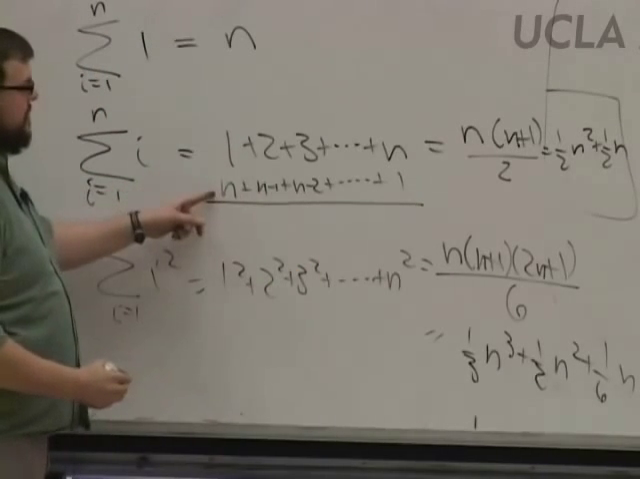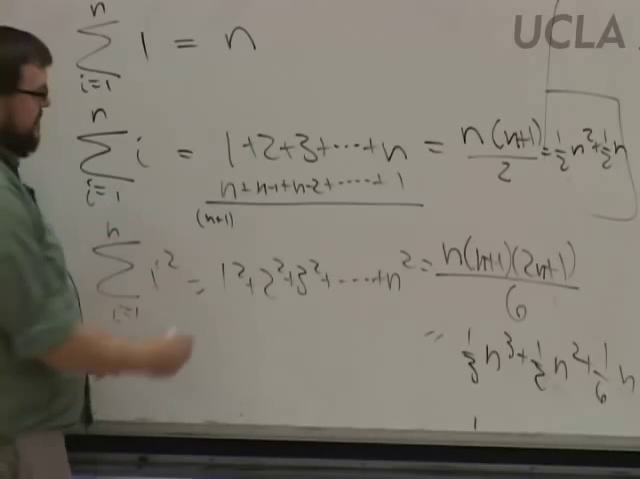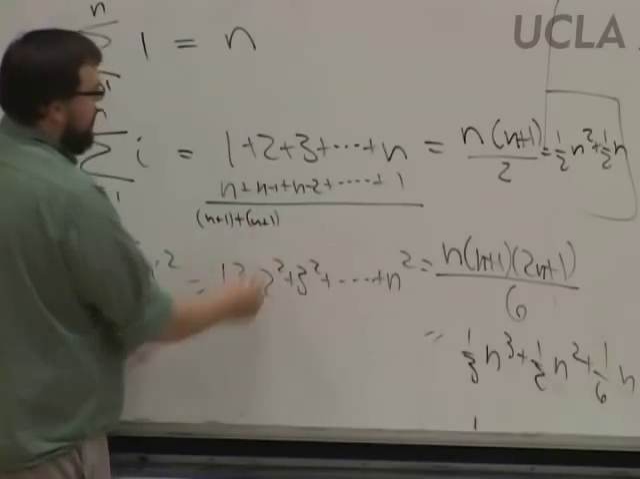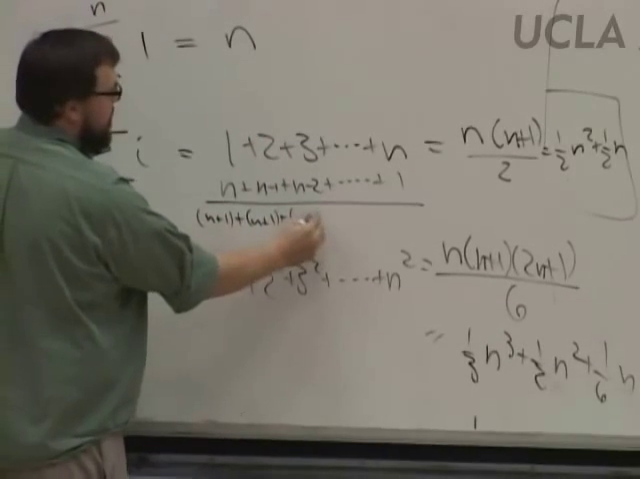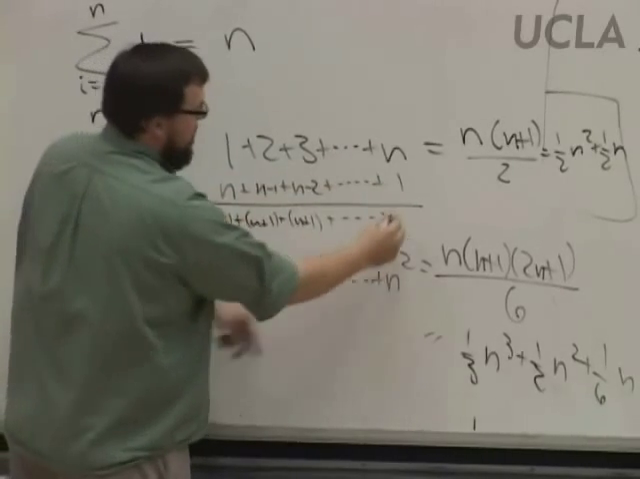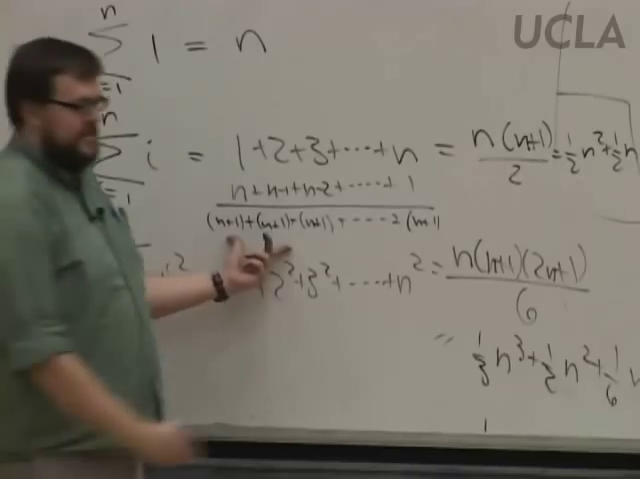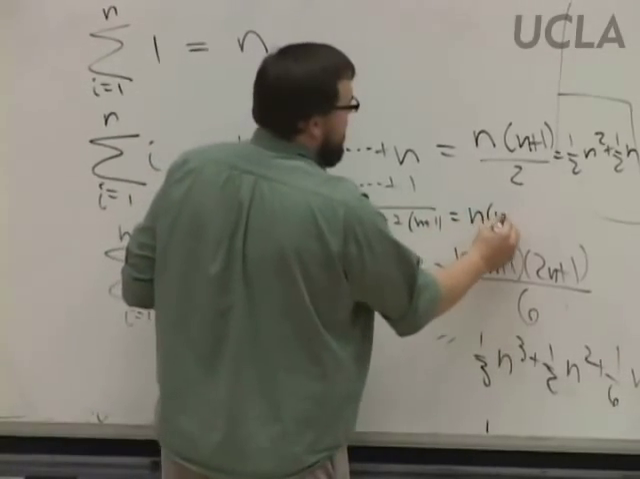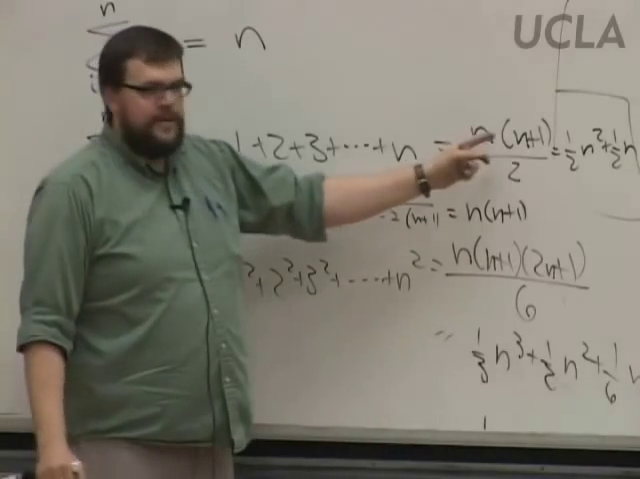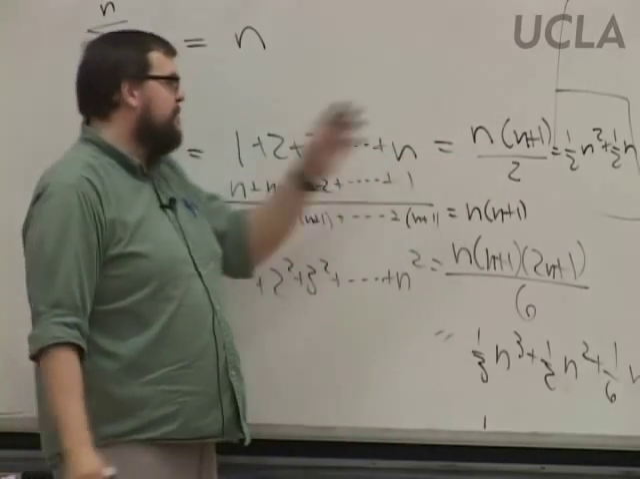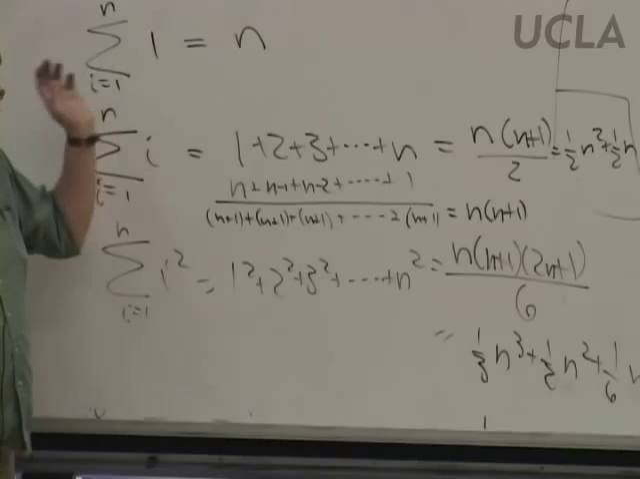What's 1 plus n? Oh, n plus 1. What's 2 plus n minus 1? Oh, n plus 1. What's 3 plus n minus 2? n plus 1. In fact, you notice that I always got n plus 1. How many n plus 1s are there? There's n of them. So I get n times (n plus 1). But of course, that's twice what I wanted. So it's n times (n plus 1) divided by 2. This was done by a young kid who was really annoyed in class one day. I'll probably tell you the story next time.